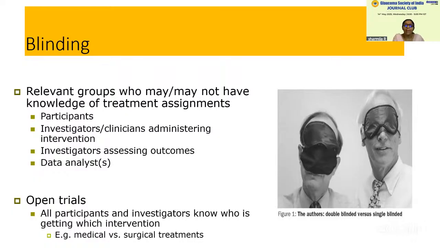Open trials are those where all participants and investigators, that is, everybody, knows what intervention each particular patient is getting. Like, it can be medical versus surgical. Here you cannot do any blinding because you know that one arm is just going to have medical treatment, the other arm is going to go for surgical treatment.